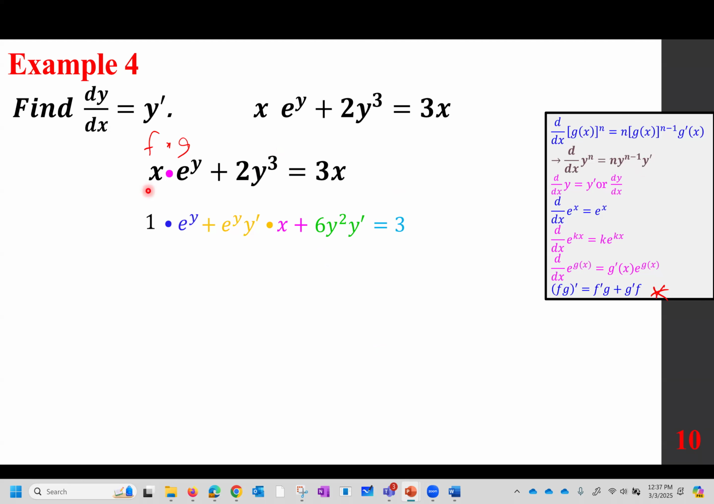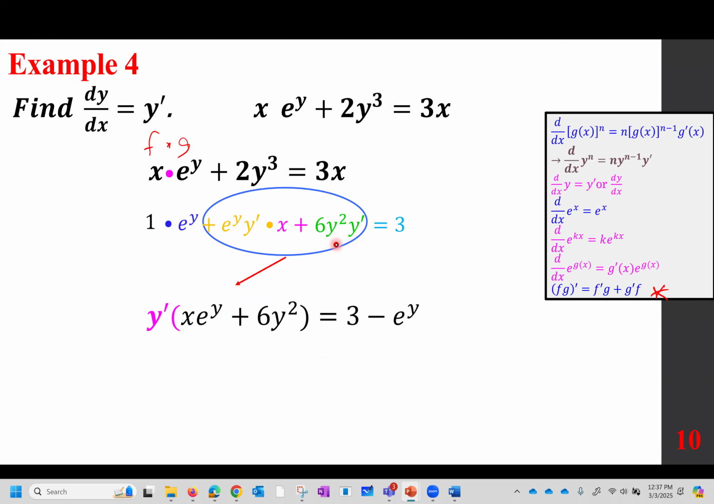First of all, this is e to the power of y, moves to the right, becomes negative e to the power of y. Secondly, this 2, we take the y prime out. When we take the y prime out, this gives us e to the power of y times x. We put the x first, and this gives us 6y squared. So one more time, this one moves, becomes negative. This one, you take the y prime out and you write whatever is left. Now, whatever is left becomes the denominator of the right side. Therefore, y prime is 3 minus e to the power of y over x, e to the power of y plus 6y squared, the coefficient of y prime.